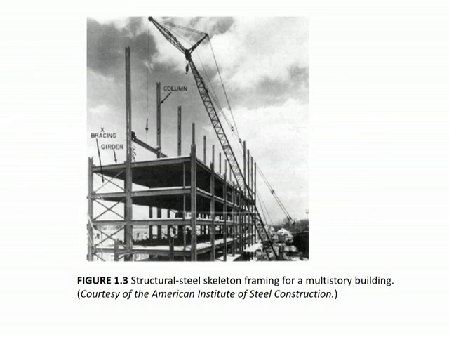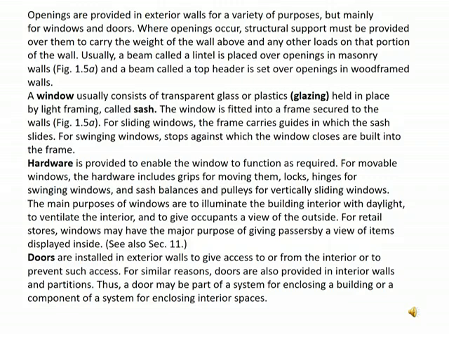Now we talk about the openings and the windows. Openings are provided in exterior walls for a variety of purposes, but mainly for the windows and the doors. Where the openings occur, structural support must be provided over them to carry the weight of the wall above and any other loads on that portion of the wall. So when you put in the opening, you need to carry the weight of the wall above the opening.